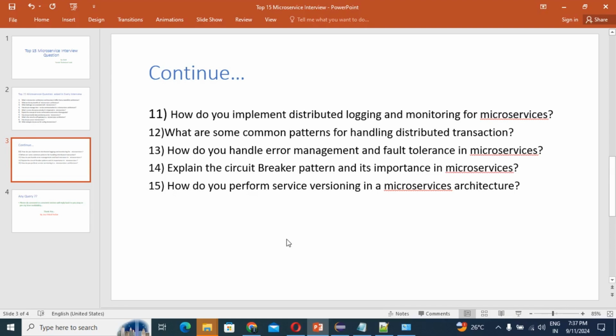Right? For example, something like example slash my API v1 plus JSON. So these are all the points by which you can perform service versioning in microservice architecture: URL versioning, header versioning, query parameter versioning, and media type versioning, right? These are the four approaches by which we can perform service versioning in microservice architecture.